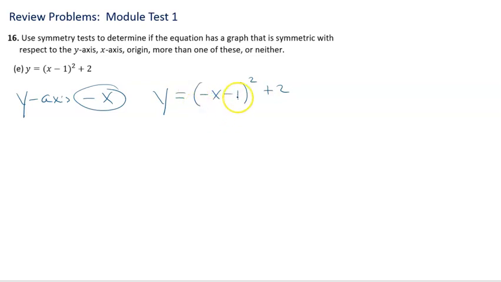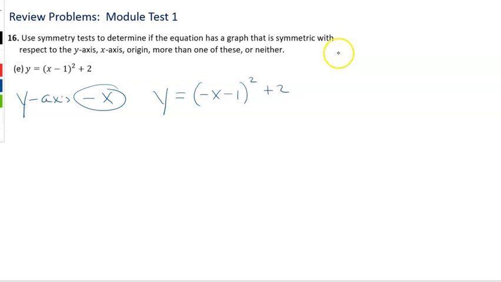Now, can I simplify that? Well, you may struggle to be able to compare. The question really is, is (x minus 1) squared the same as (negative x minus 1) squared? Honestly, you might not know. You might not have enough experience.